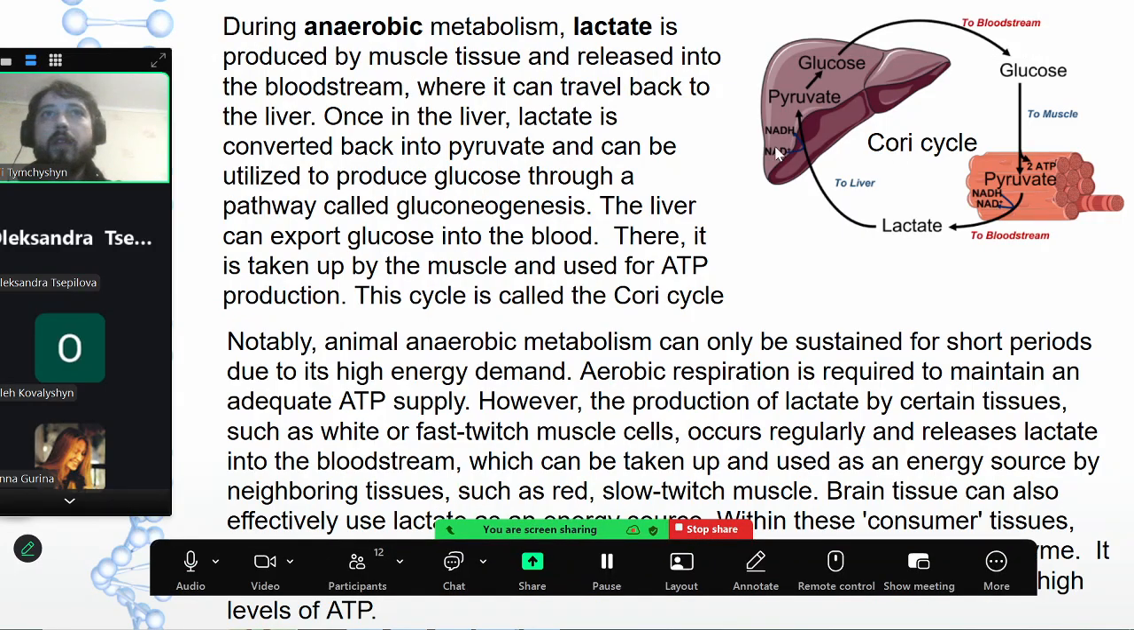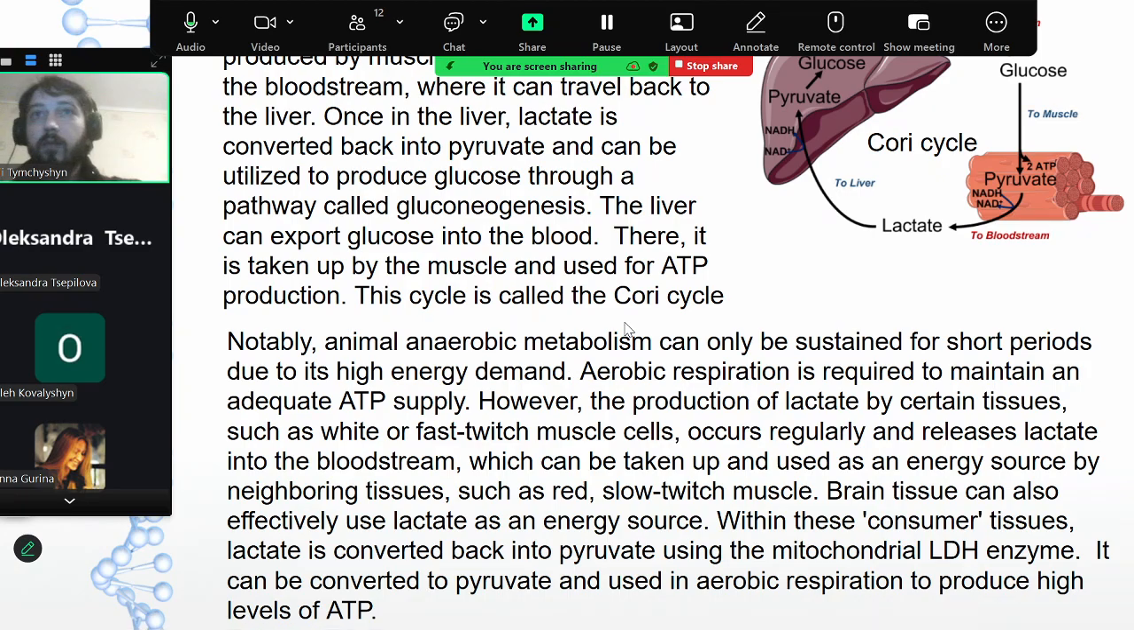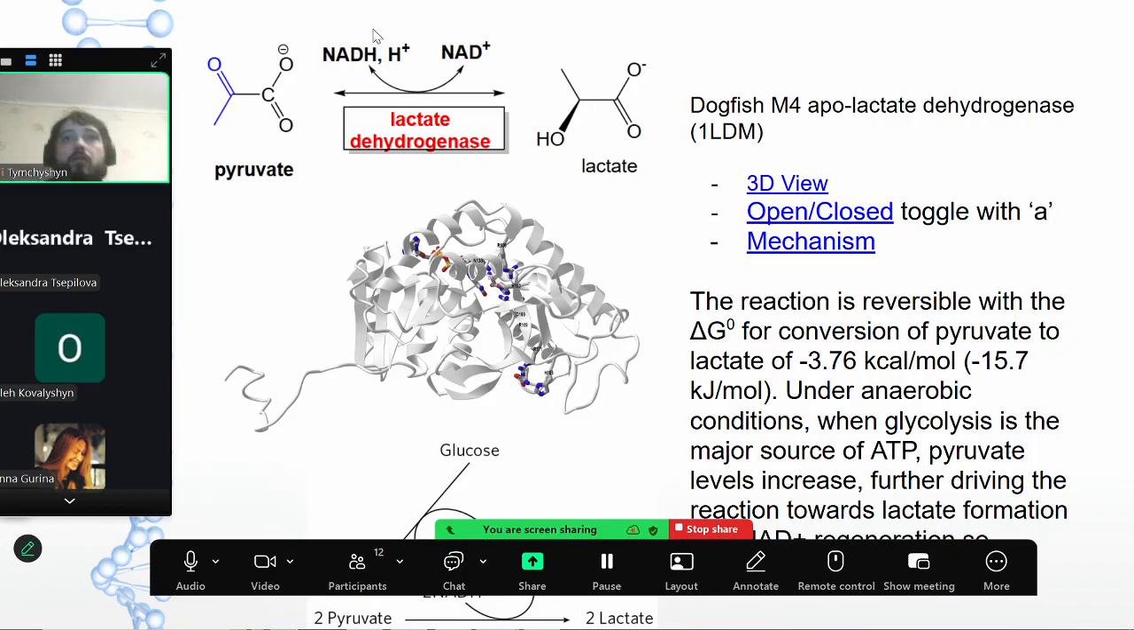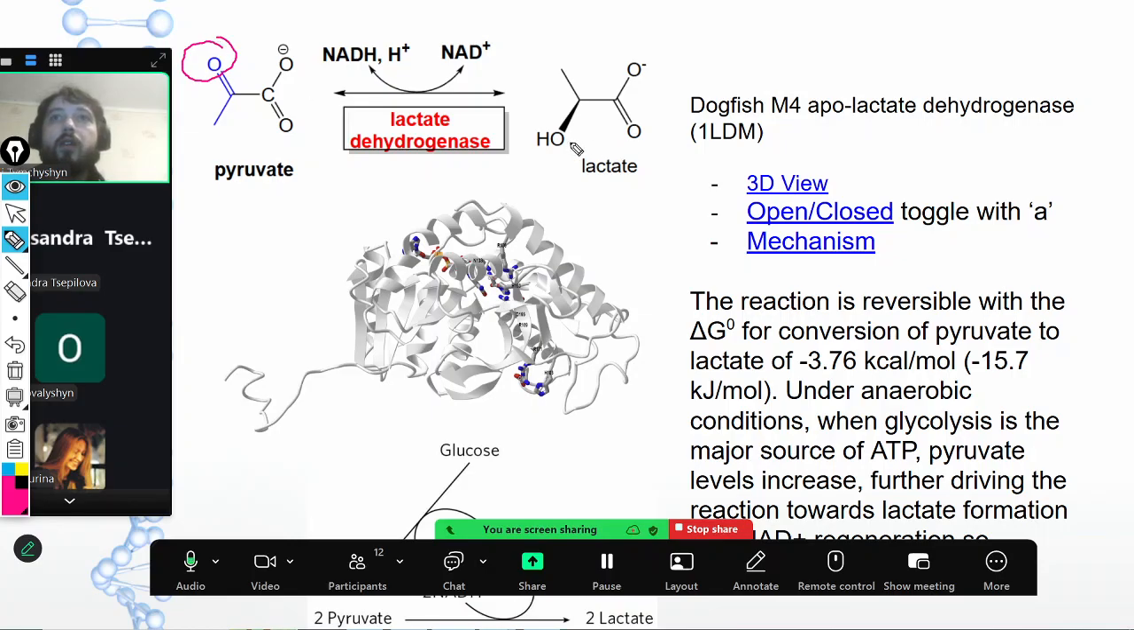Okay, what else? That's a small reminder that during anaerobic metabolism, lactate is produced by muscle tissue and released into the bloodstream. So here is once again the Cori cycle. I'm not getting into these details, but I will show you this thing. We have an enzyme called lactate dehydrogenase, and you see that it can transform pyruvate into lactate. Here is how they are different. Once again we transform oxygen into the OH group.